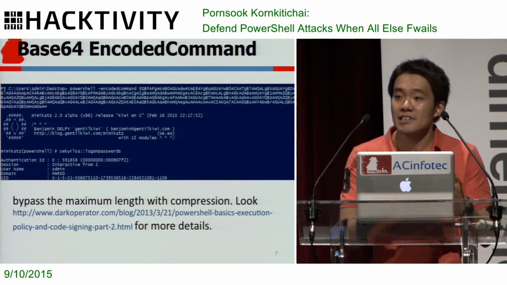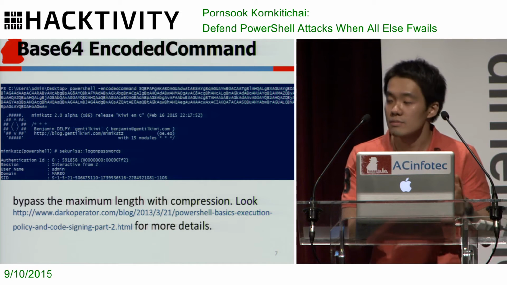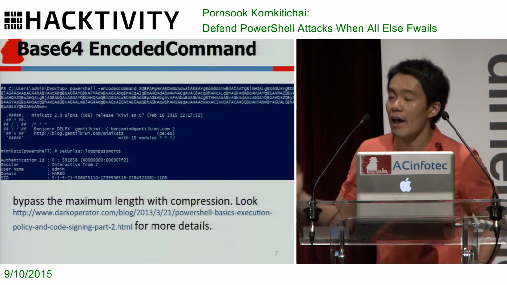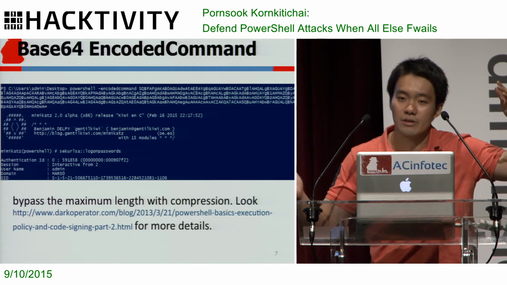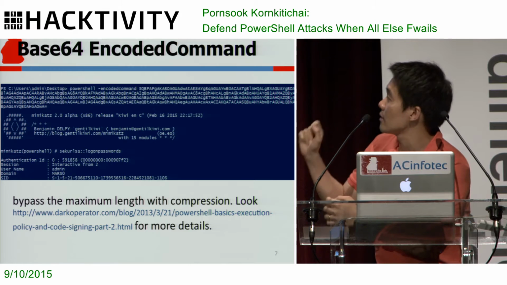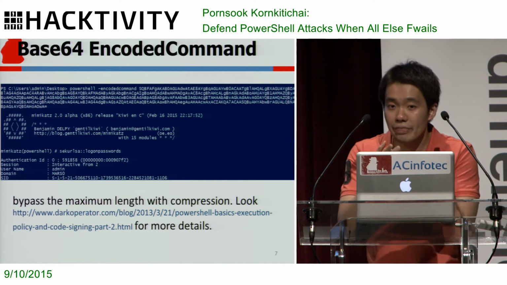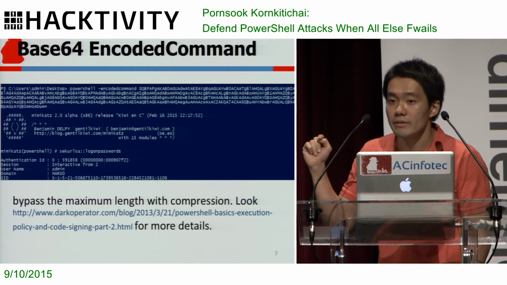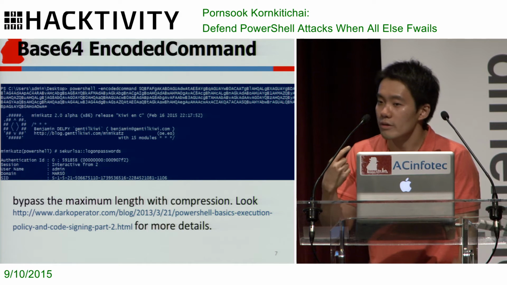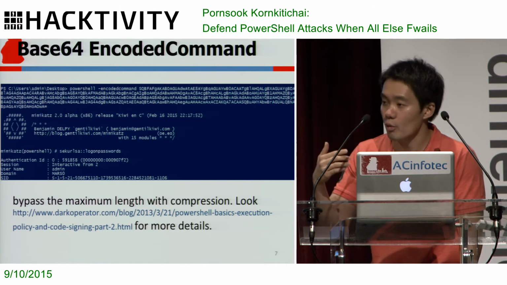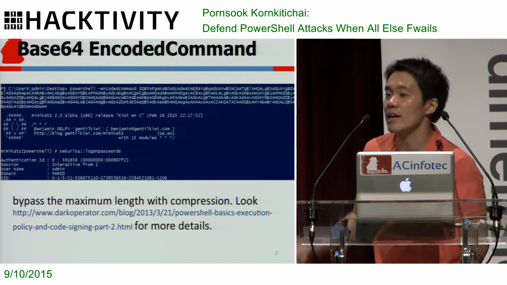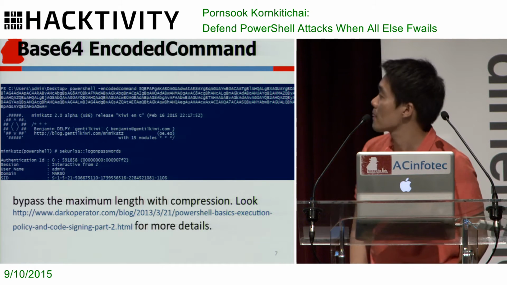Another technique to bypass execution policy is to use Base64 encoded commands. For example, if you have a PowerShell script, you just encode it to Base64, paste it into the PowerShell command console and run it. You can bypass it. I also talk about encoded commands because some antivirus can detect PowerShell scripts when you attack the system. You can use encoded commands to hide yourself.